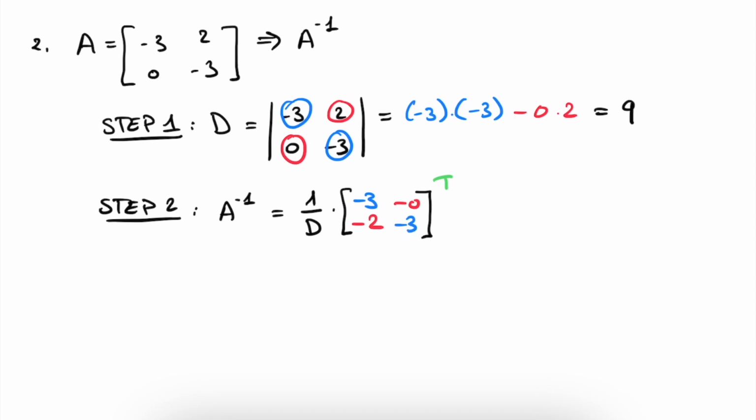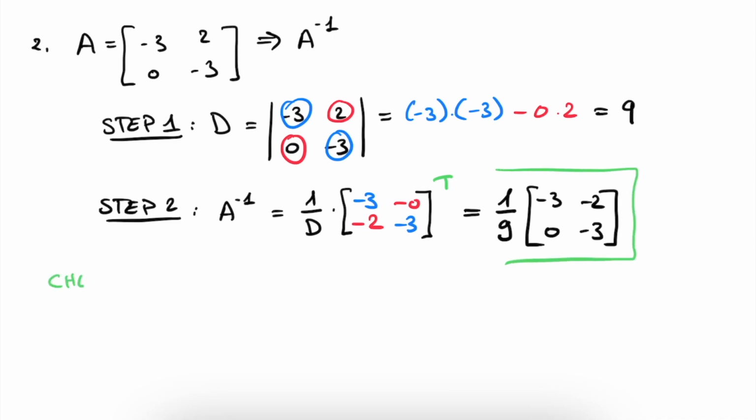And at this point, the most difficult part is over already, because now we just fill in the determinant, which is 9, so we get 1 divided by 9 times the transpose of this matrix, which means that to get the first row here, we need to copy the first column over here. So we get minus 3, minus 2. And for the second row here, we look at the second column here. So we get 0 and minus 3. And this is already our result.